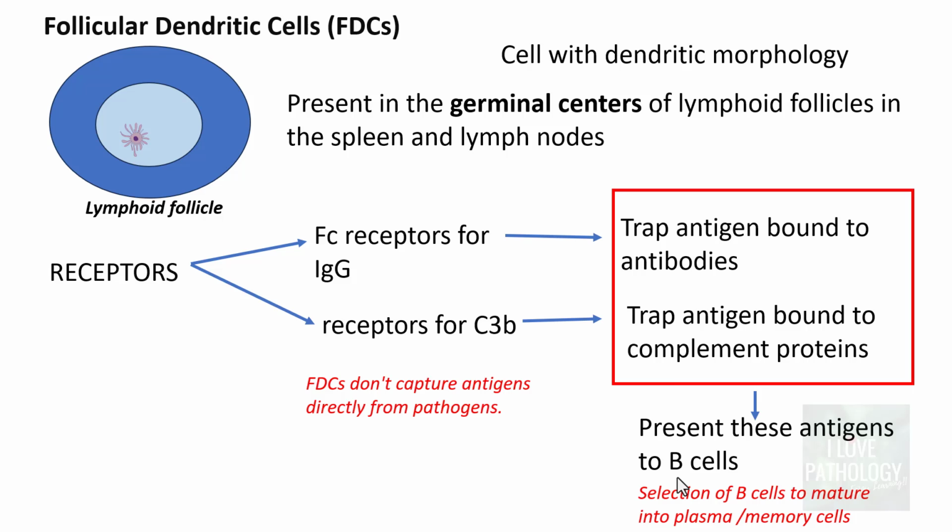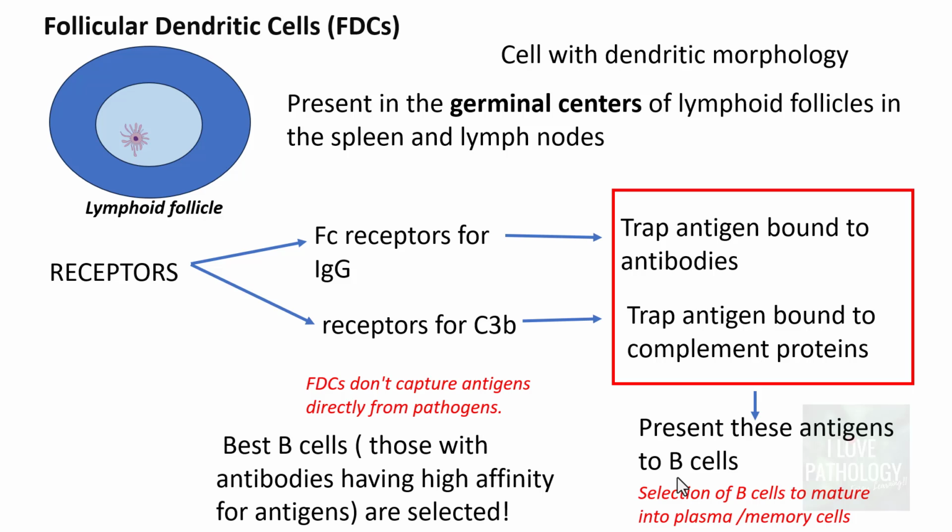How does this selection happen? It's only the best B cell that is selected. What is that best B cell? The B cell which has receptors with very high affinity for these antigens. Those are considered the best cells and they are selected. And they are the ones which go on to become plasma cells and produce lots of antibodies, and then they also go on to become memory B cells.